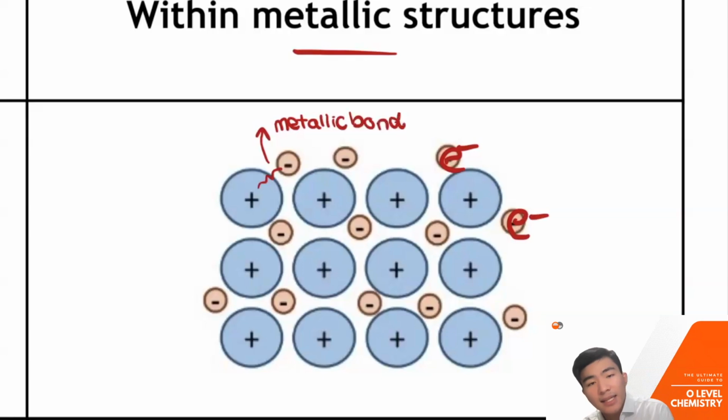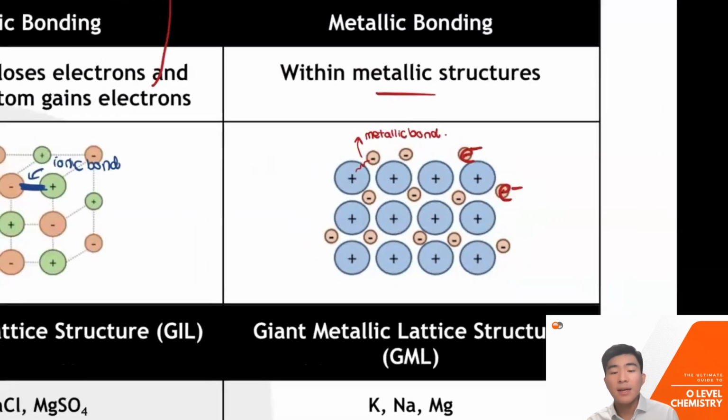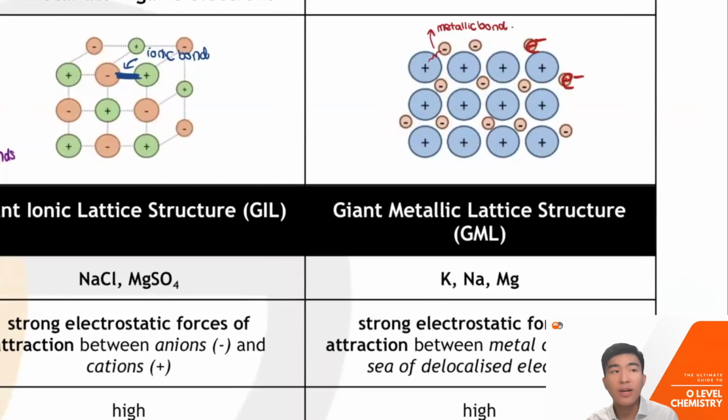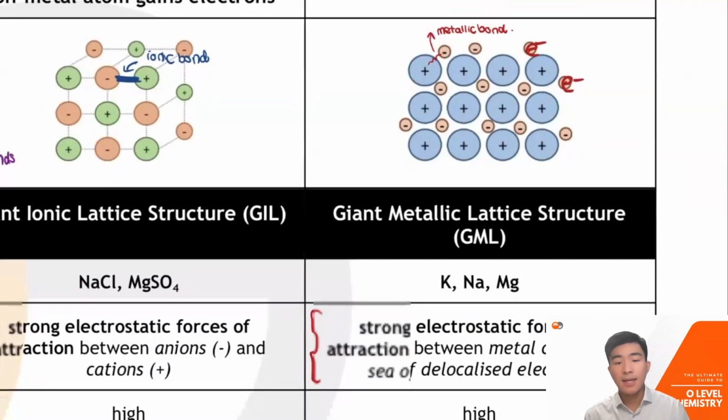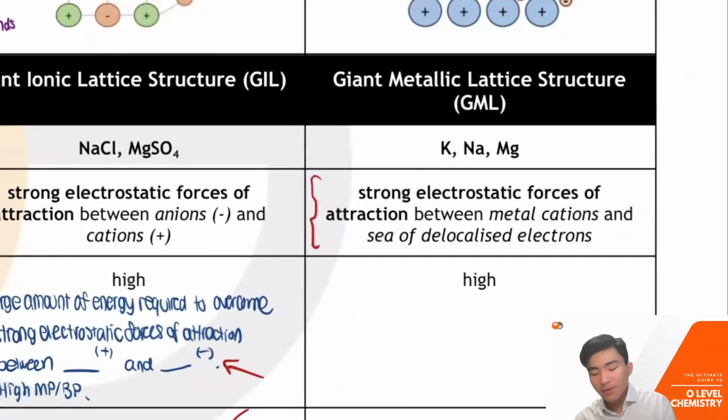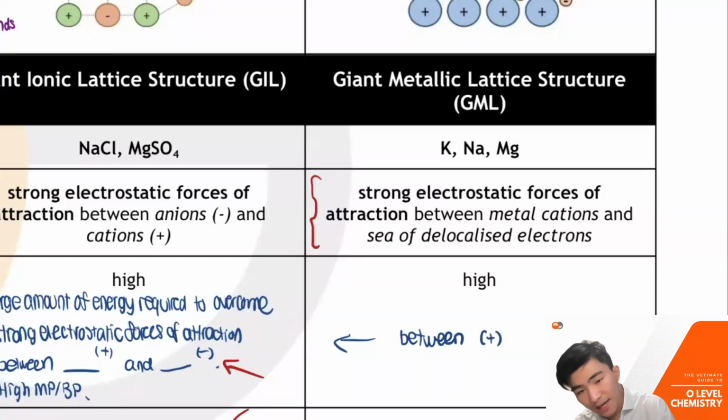Similarly, if the exam asks you what a metallic lattice structure means, you cannot tell them metallic bond. You must define for them that it is a strong electrostatic force of attraction between the metal cations as well as the sea of delocalized electrons. High melting and boiling point, same goes. The reason is the same as the one on the left-hand side, just that it is between the positive ions as well as the sea of delocalized valence electrons.